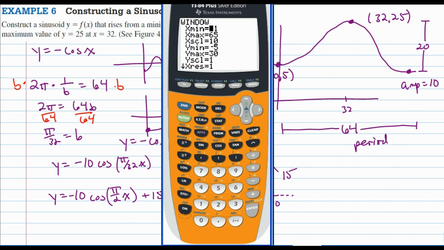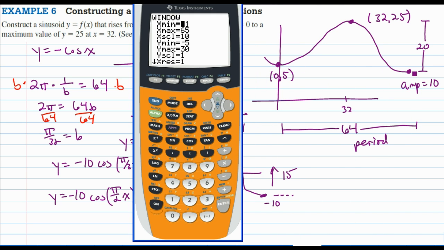This curve is supposed to stretch from 0 to 64. I'm going to put my x min as negative 1 and my x max as 65. Now, it doesn't matter what you scale your x-axis by, 1s, 10s, it doesn't matter. Your y min, though, let's see, it's supposed to go from 5 to 25. Well, I want to see a little bit below the x-axis, so I'm going to go from -5 all the way up to 30.